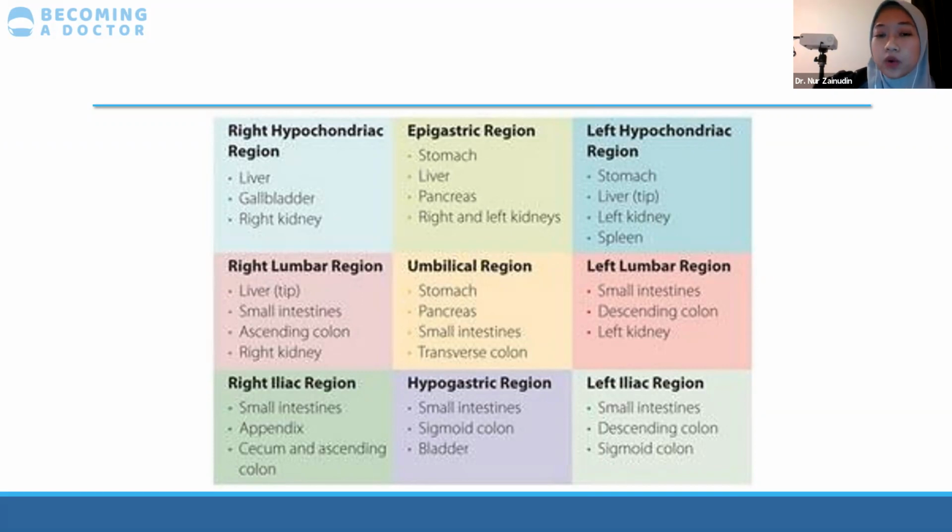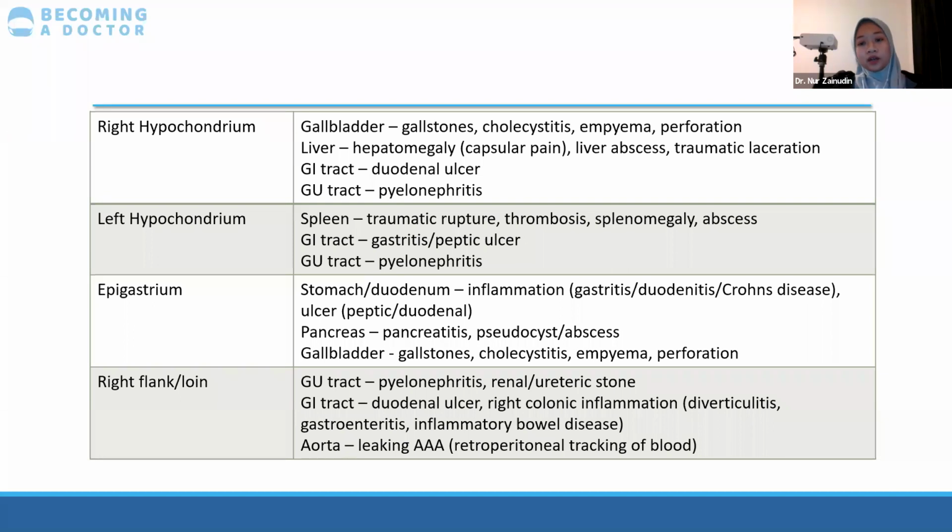So the next few slides are quite busy. I'll just go through them really briefly. This came from the Royal College, which is basically everything that could relate to pain in these different regions. So very, very busy. Right hypochondrium, we have the gallbladder, the gastrointestinal tract, the GU tract. So then we could have anything to do with the gallbladder, gallstones, cholecystitis, empyema.